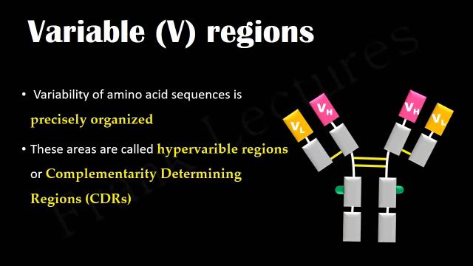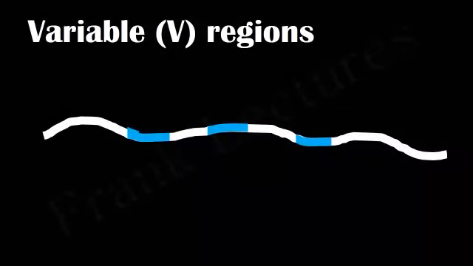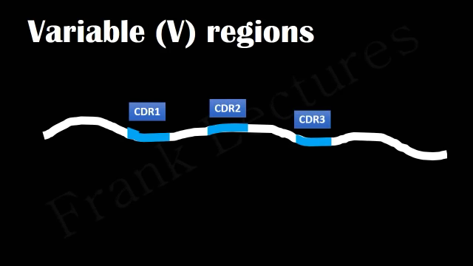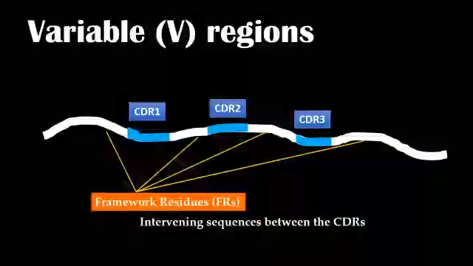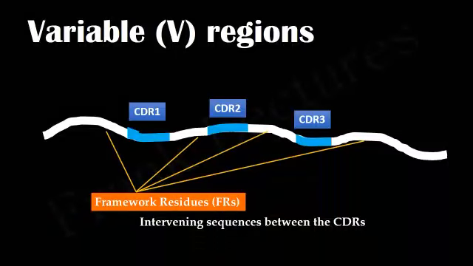Let's say this line is representing the first 110 amino acids in the variable region. The CDRs are represented by blue color. Scientists have found that there are 3 CDRs in the variable region of each chain. These are designated as CDR1, CDR2, and CDR3. The intervening sequences between CDRs or hypervariable regions are known as framework residues. These intervening sequences have restricted variability.